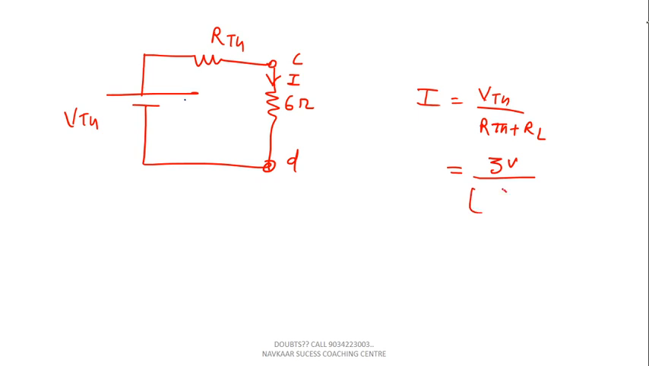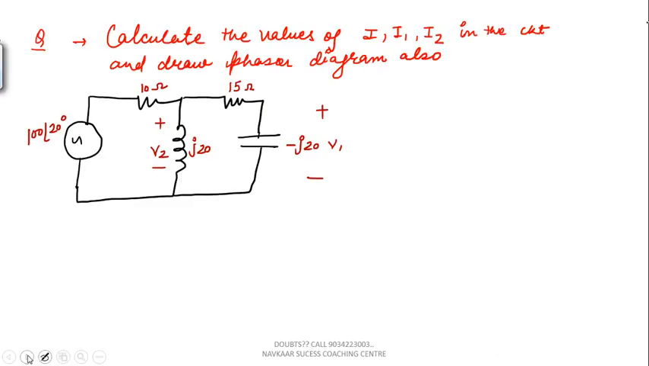The RTH value you need to calculate, okay, and tell me in the comment box also what was the value of RTH. RL is how much? 6 ohm. Then you can easily calculate the value of current, okay. Next question. In the next question, what they have said is, calculate the value of I1, I2 in the circuit and draw the phasor diagram also.